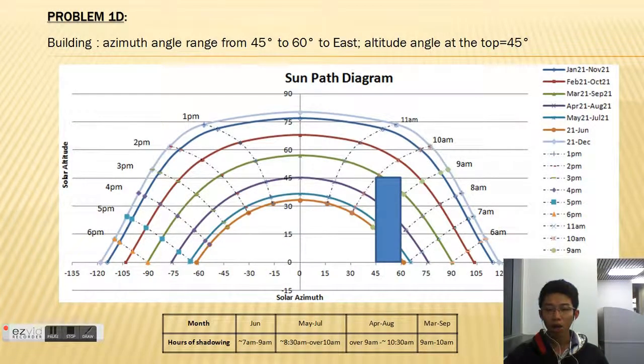For the last part, we assume that the obstruction is a rectangle with an azimuth angle range from 45 to 60 degrees and an altitude angle at the top of 45 degrees, so that the periods of shadowing can be clearly seen from the graph and are shown in the table here.